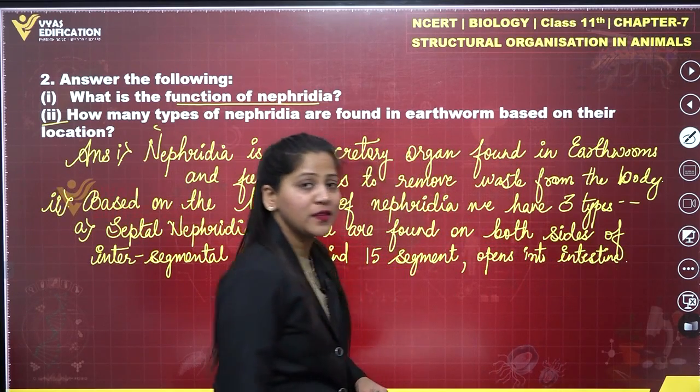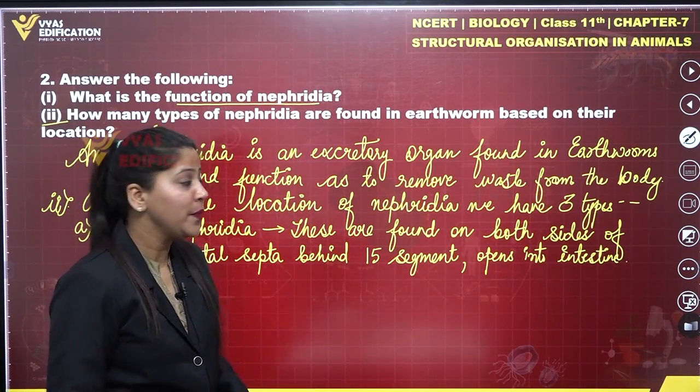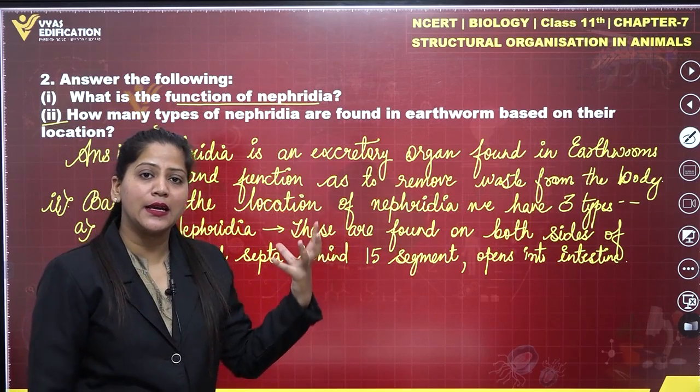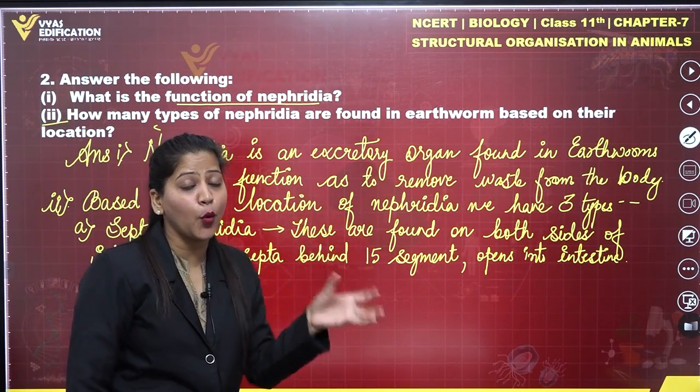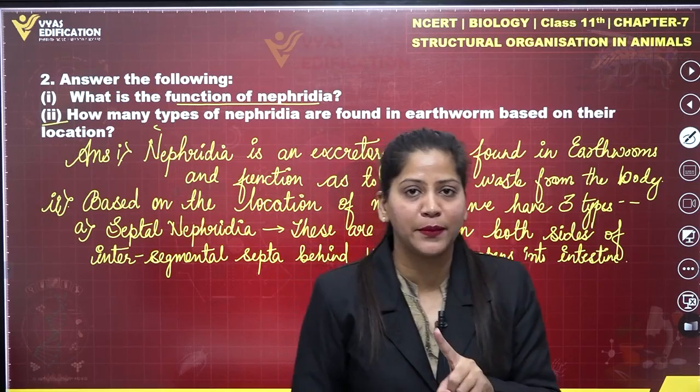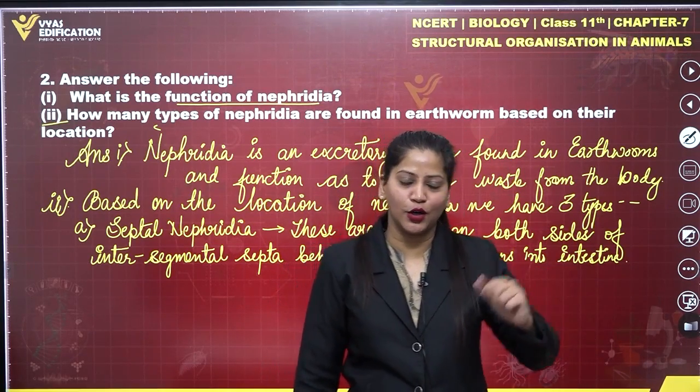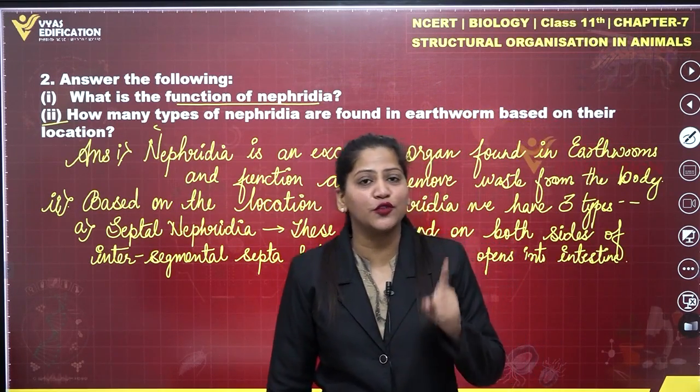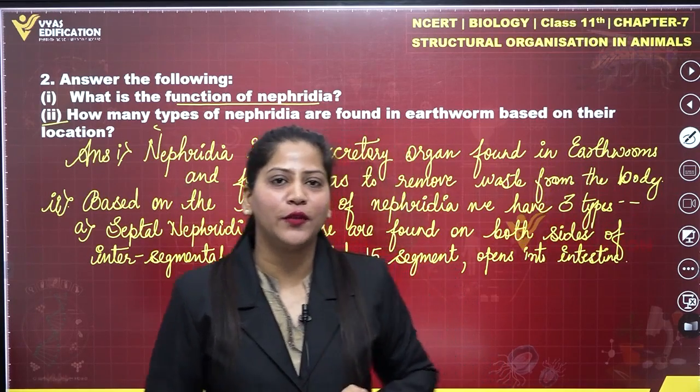Which nephridia opens into intestine in earthworm? Septal nephridia are the nephridia present on both sides of intersegmental septa after the 15th segment in earthworm, and this is the nephridia which opens into the intestine of earthworm.